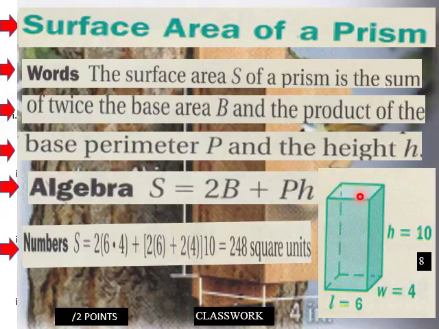So you have the area of the base, the top and the bottom, and then the lateral area here would be P times H. And in this case, the P would be 12 plus 8, which is 20. So 10 times 20 would be 200, plus 48 here.